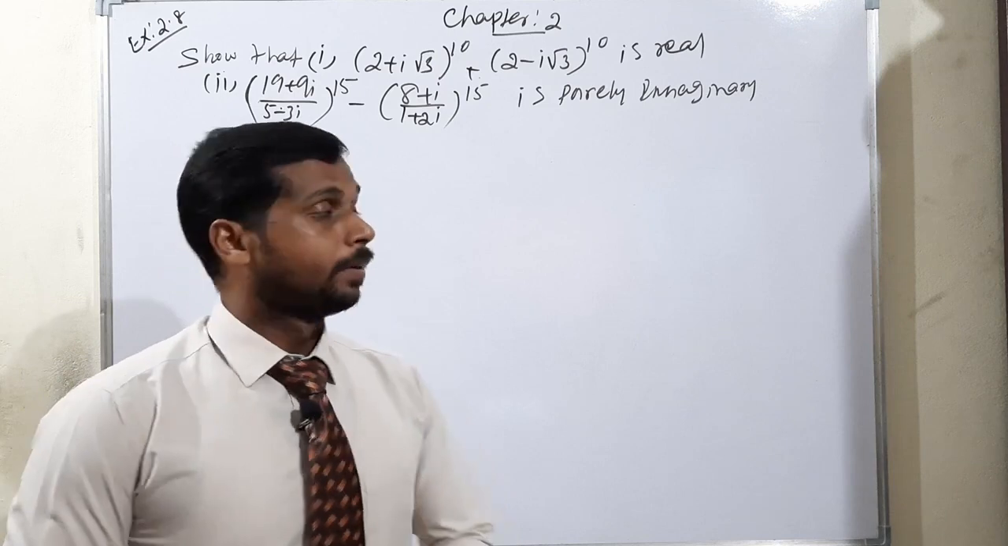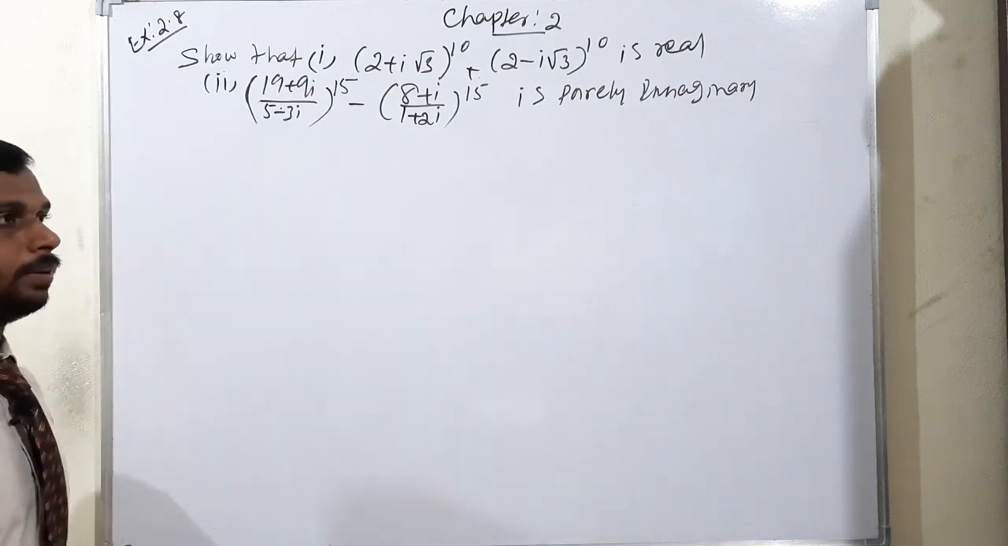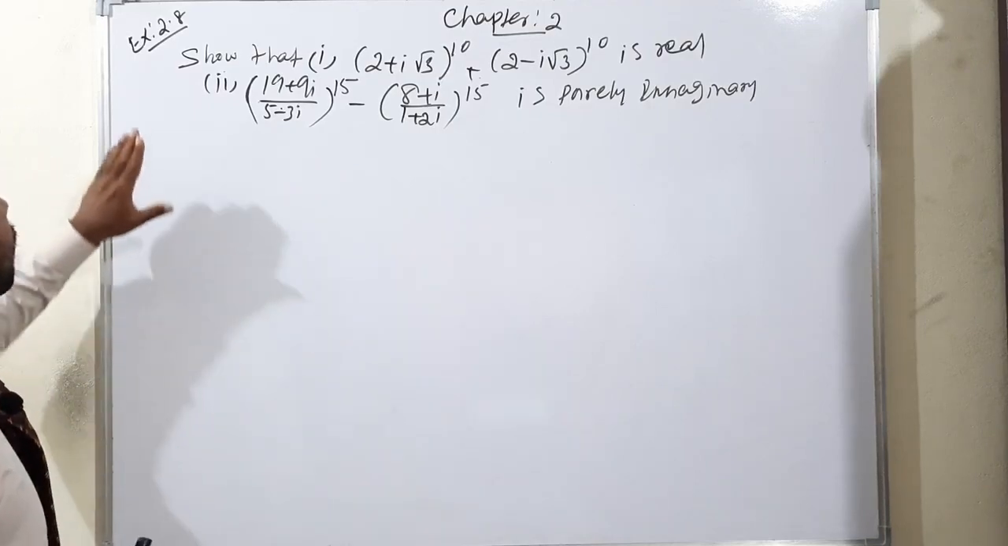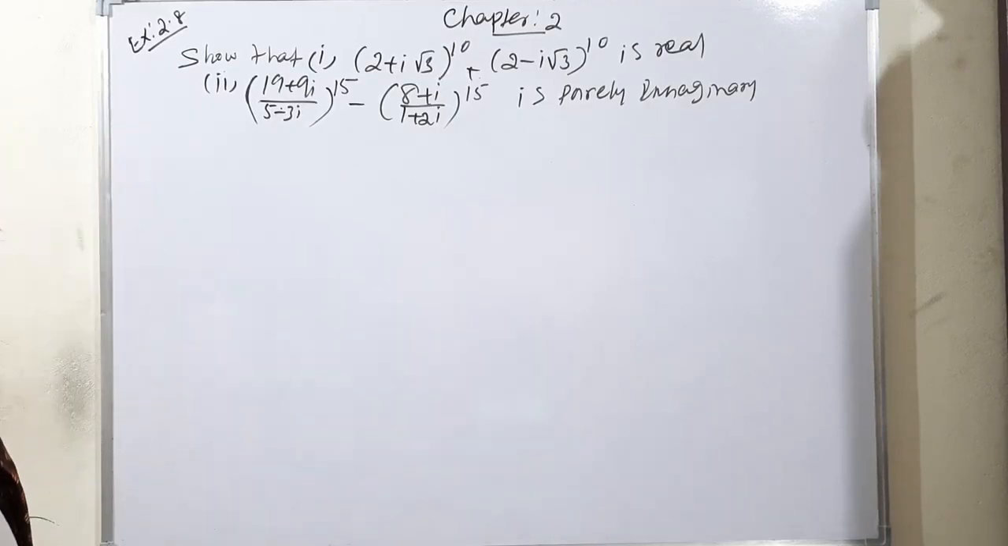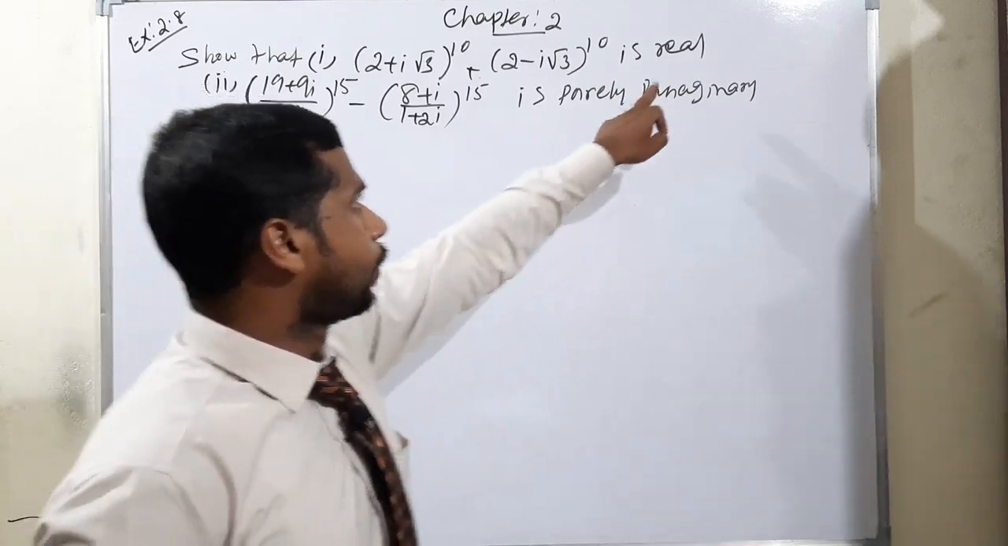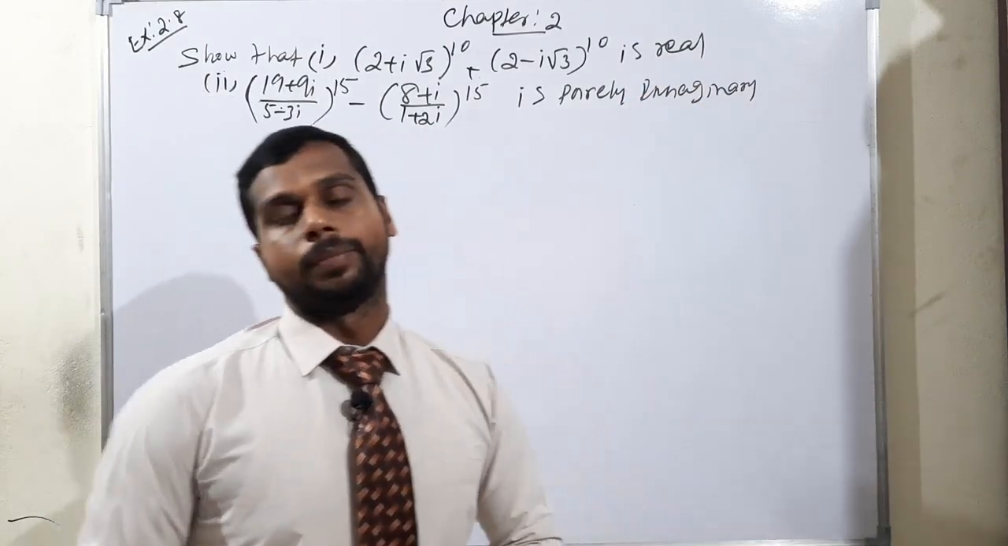In this conversation, we are going to discuss the continuation of the example and related exercise 2.3. One of the important examples, a 5-mark question, was repeated two or three times in the last years. What is the question? Example 2.8: show that the given two conditions are, first, purely real, and second, purely imaginary.